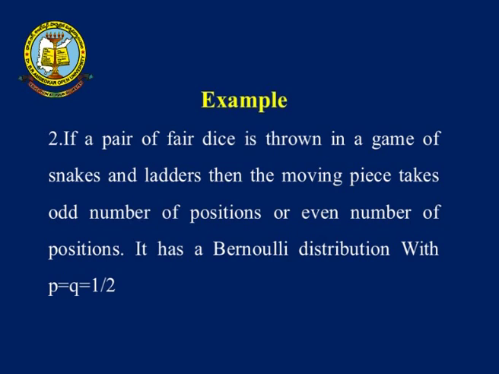Here in this game, the moving piece takes an odd number of positions or an even number of positions. Total possible cases are 36 and the probability of getting each case is equal, so we can represent P equal to Q equal to 1 by 2. That means when you throw the dice, we can get outcomes like 1 1, 2 2, 3 3, 4 4, 5 5, 6 6.